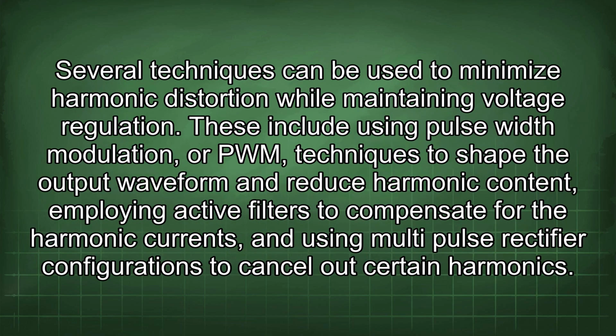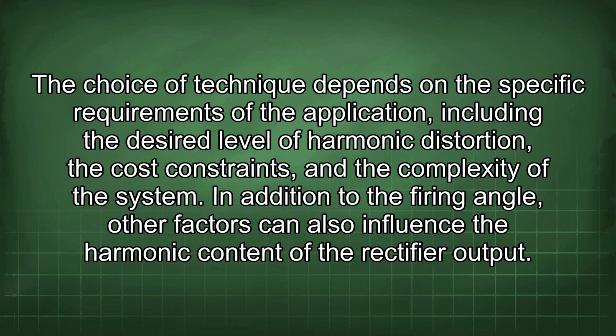Several techniques can be used to minimize harmonic distortion while maintaining voltage regulation. These include using pulse width modulation, or PWM, techniques to shape the output waveform and reduce harmonic content, employing active filters to compensate for the harmonic currents, and using multi-pulse rectifier configurations to cancel out certain harmonics. The choice of technique depends on the specific requirements of the application, including the desired level of harmonic distortion, the cost constraints, and the complexity of the system.